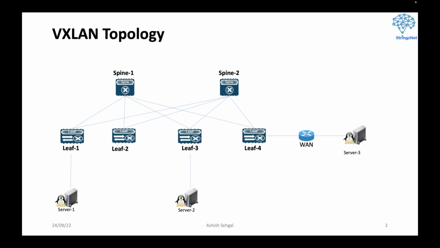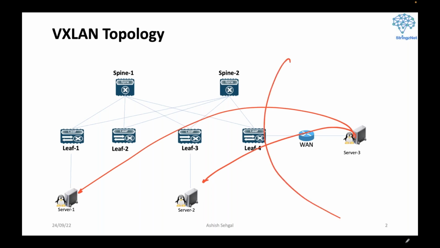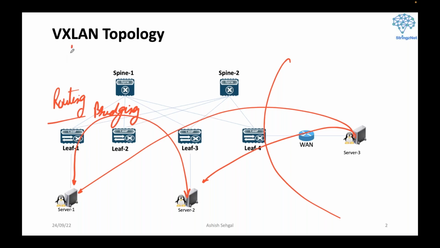So we have to learn the special configuration in order to make sure that server 3 can talk to server 1, can talk to server 2, and vice versa. Of course, this is going to be the second part of the configuration. Primarily, we need to make sure that server 1 and server 2 can communicate with each other, not only using bridging, but using routing, wherein we will prove that VXLAN provides us an IRB solution, integrated routing and bridging solution.